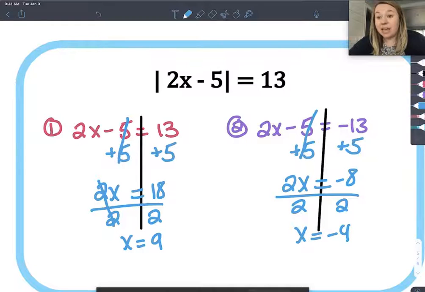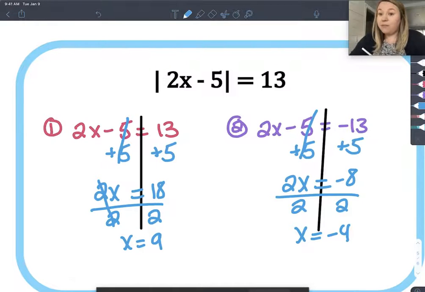So notice in this case, unlike the other two, the values that we get are not like the opposites of each other. Like before, we were getting positive 7, negative 7. Here, we're getting two completely different numbers. They're not even opposites. We have 9 and negative 4.